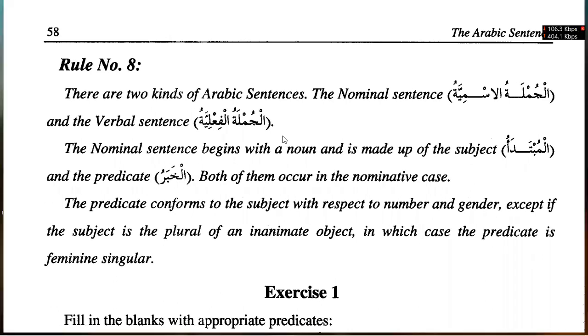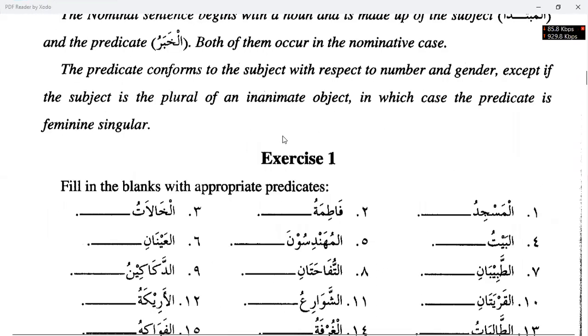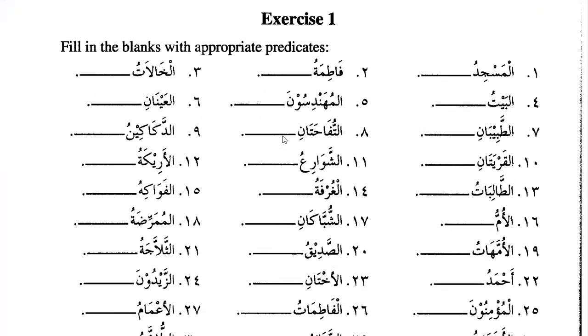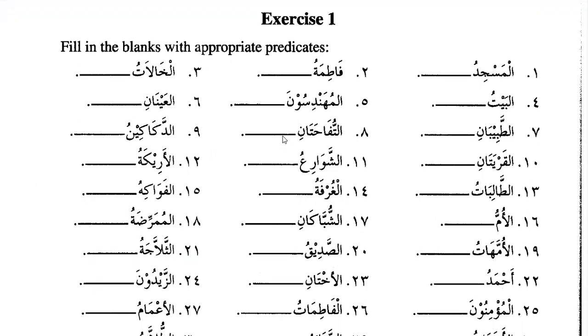Anybody, any question? No questions. So exercise number 1. Fill in the blanks with the appropriate predicates. So here you need to add a khabar to each jumla ismiya. So al-masjidu, anyone can answer this? Ba'id. Al-masjidu ba'idun, the masjid is far.